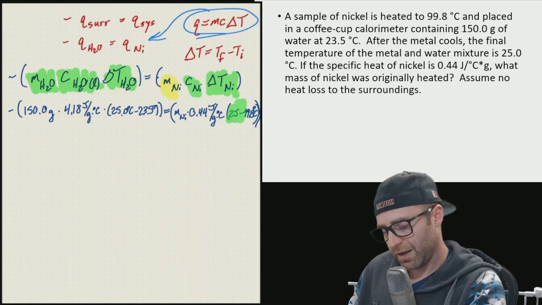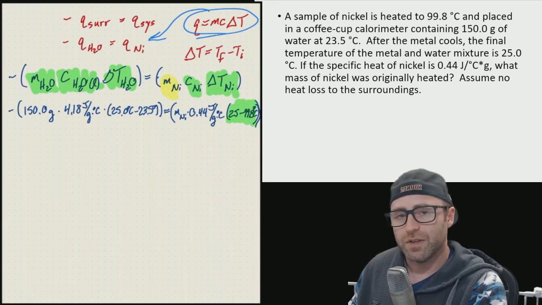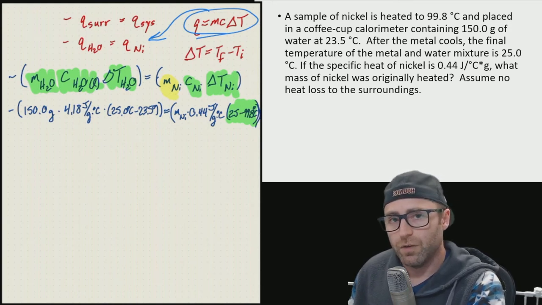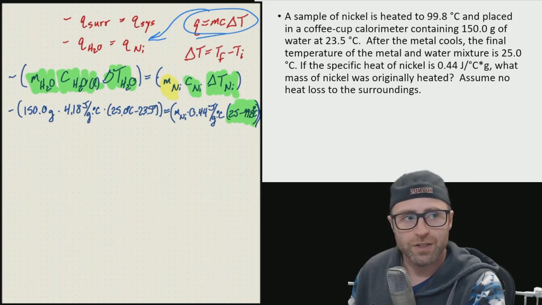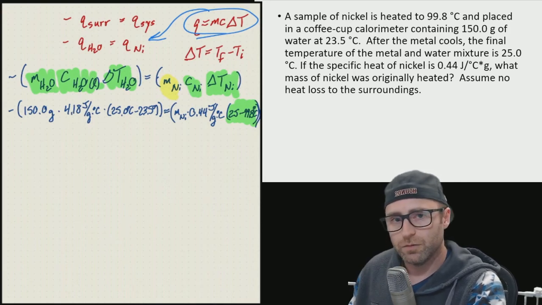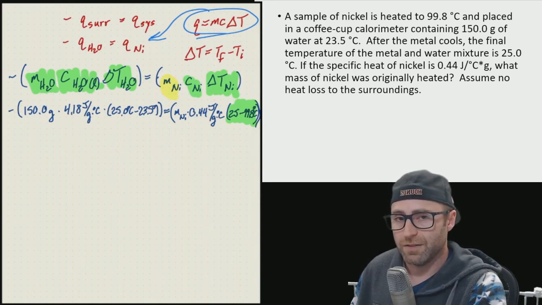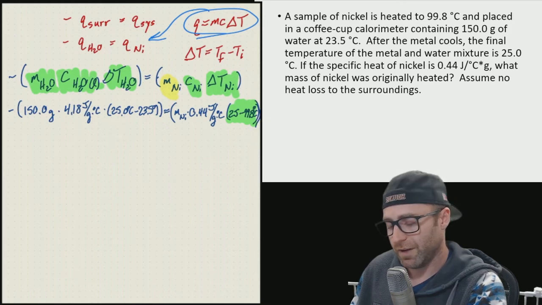Specifically right here for this temperature change of nickel, totally cool. Totally valid to have a negative temperature change there. If you run into that negative, keep it. Don't pitch it. It's useful. It's totally worthwhile, and it's necessary. But do remember for that delta T, it's final minus initial always, even if it gives you a negative.